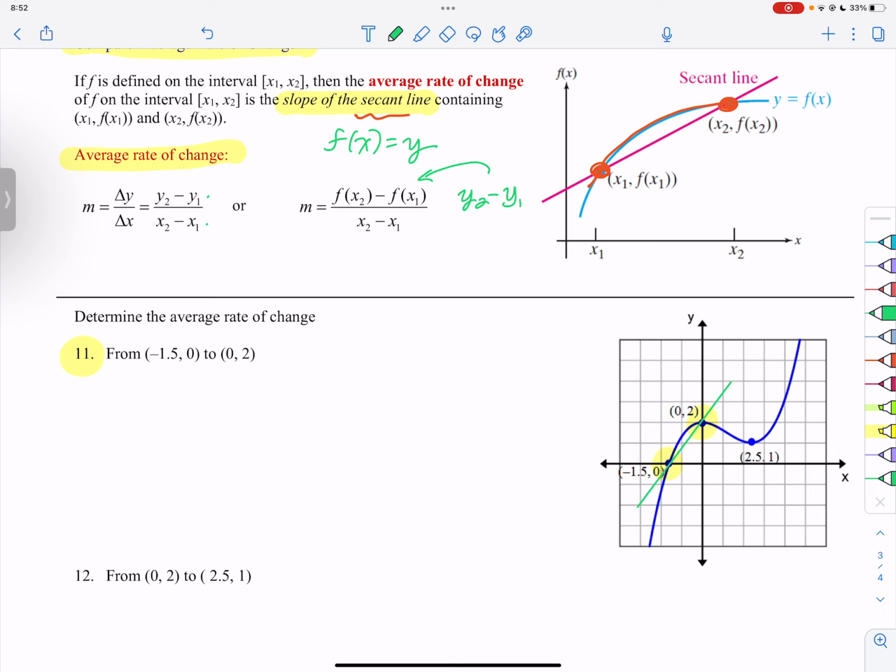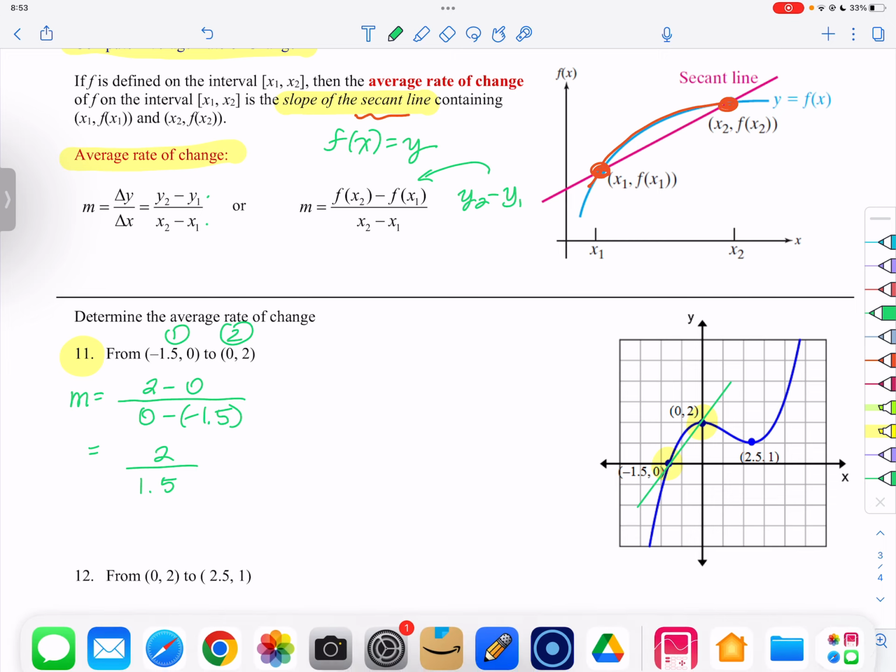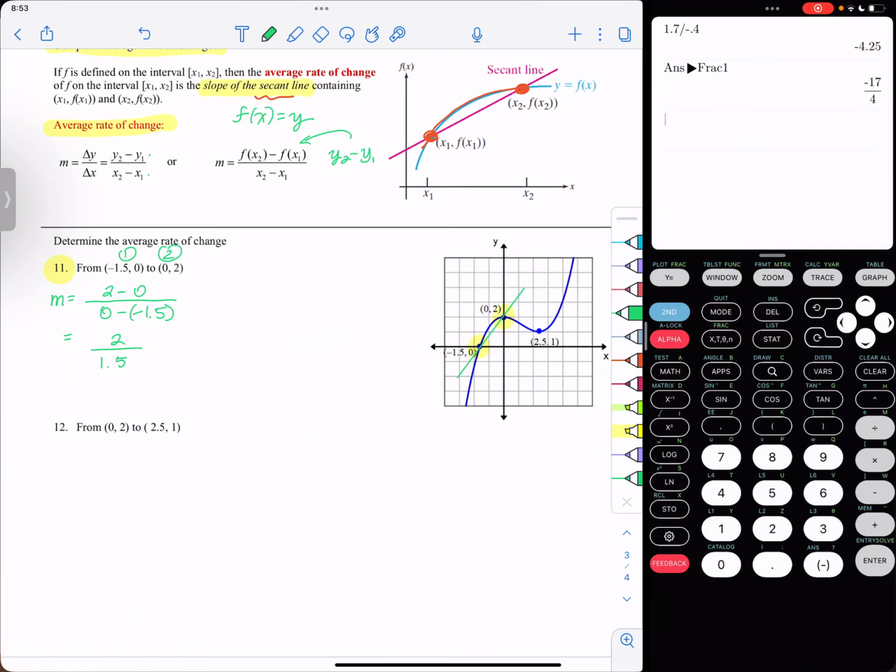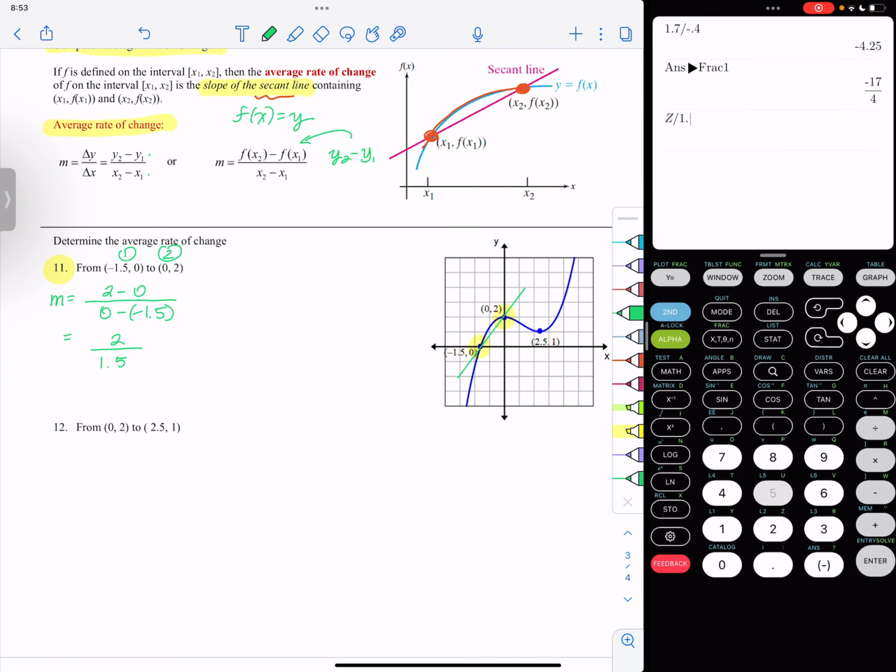So how would we do that? We would find the slope. Here's point 1, here's point 2. So 2 minus 0 over 0 minus a negative 1.5. And we have 2 divided by a positive 1.5. And putting that in our calculator, we can have 2 divided by 1.5.